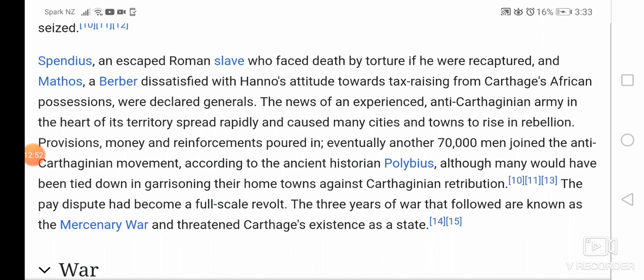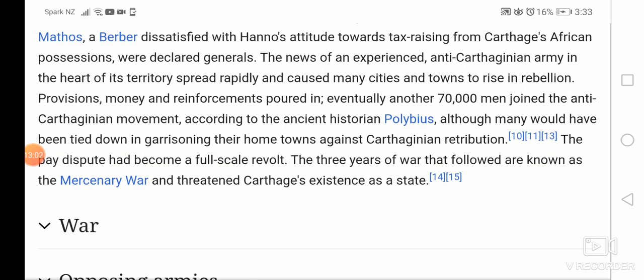Eventually another 70,000 men joined the anti-Carthaginian movement, according to the ancient historian Polybius, although many would have been tied down garrisoning their hometowns against Carthaginian retribution. The pay dispute had become a full-scale revolt. The 3 years of war that followed are known as the Mercenary War and threatened Carthage's existence as a state.